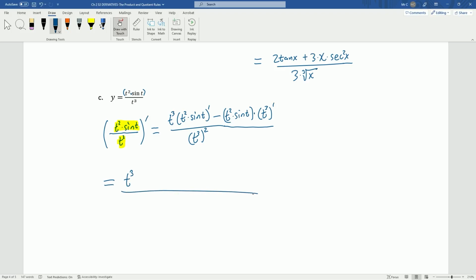Okay, so now what do we see? Well, we see that here, t squared times sine of t prime, that's got to apply a product rule. So we're going to write that product rule out inside of the parentheses. T squared prime times sine of t plus t squared times sine of t prime. Minus, and here we've got t squared times sine of t times the derivative of t cubed, which is just 3t squared, just the power rule. And in our denominator, t cubed to the second power is t to the sixth.